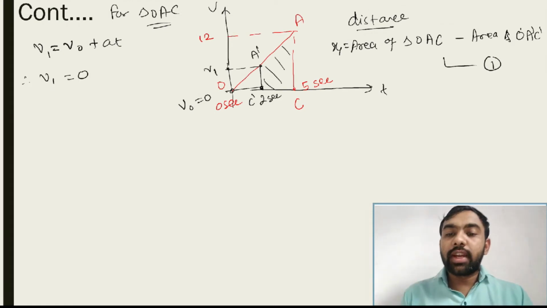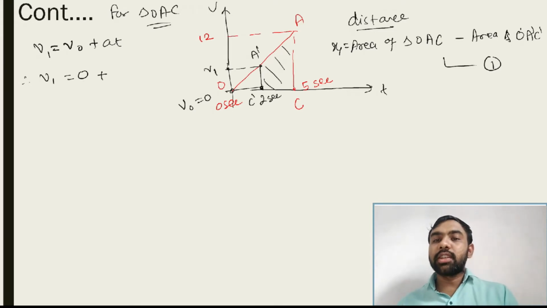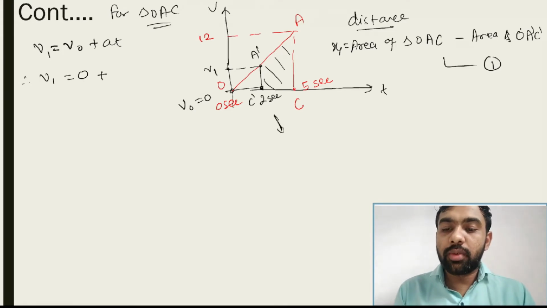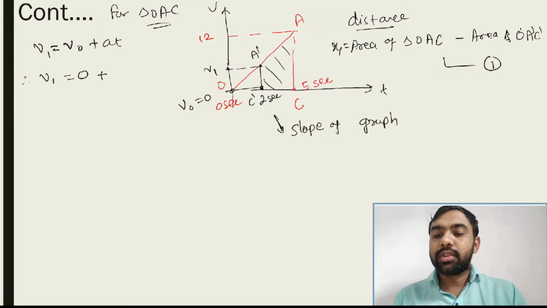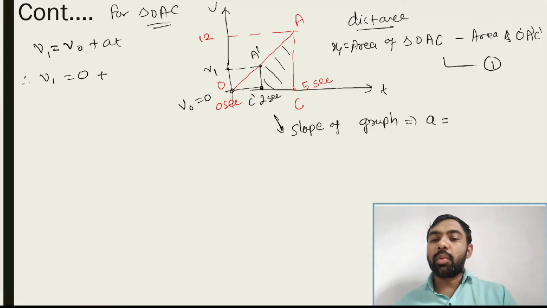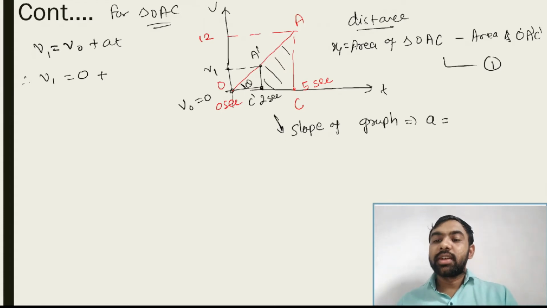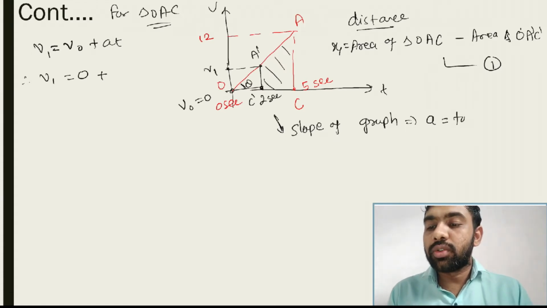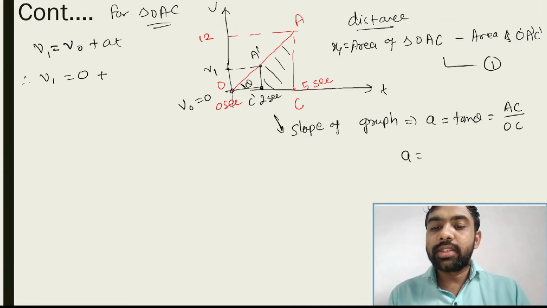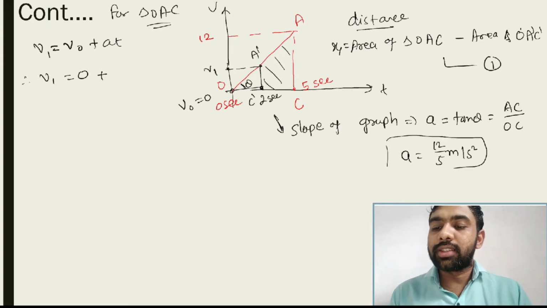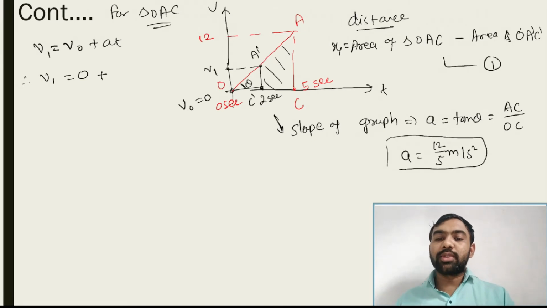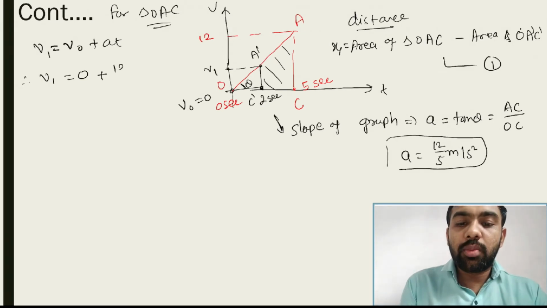Acceleration means what? Slope of a graph. So find the slope of the graph, which means acceleration. Consider this is theta. Then tan theta is opposite upon adjacent. So acceleration is equal to slope, which is equal to tan theta, opposite AC upon adjacent OC. So a is equal to 12 upon 5 meter per second square. So that is acceleration, 12 upon 5.